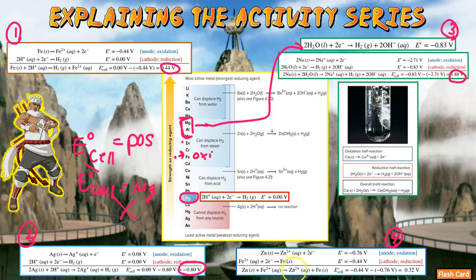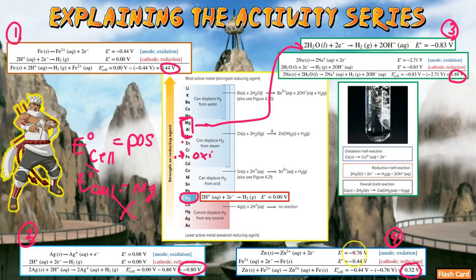Now, when I combine these, I get my overall reaction, and I can go ahead and calculate my E naught of the cell, or my standard cell potential. That's going to be negative 0.44 volt minus a negative 0.76 volt. This is equal to positive 0.32 volts. So if I ask the question, can zinc displace iron? The answer is yes, because the standard cell potential is positive.